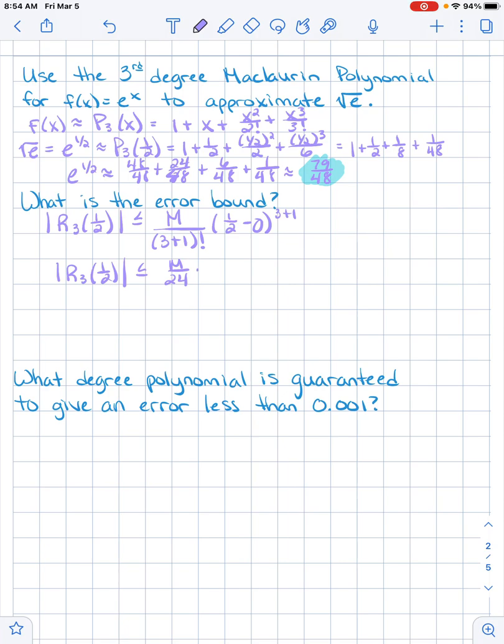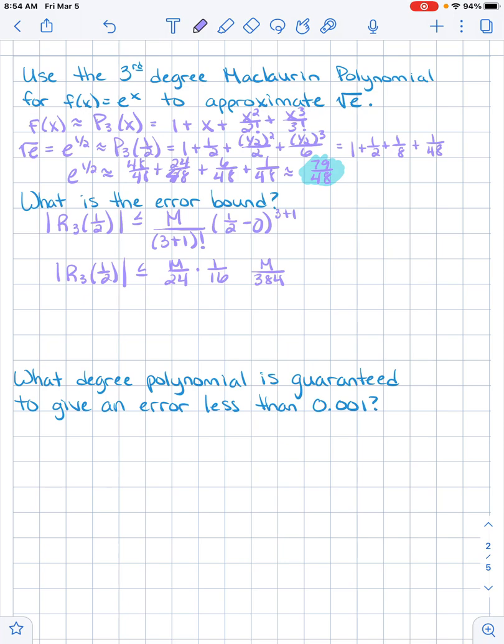So we've got m over 24, and then 1/2 to the 4th is 1/16. So to save me some space, I know that our error is going to be less than m over 384. Okay, now let's talk about m.